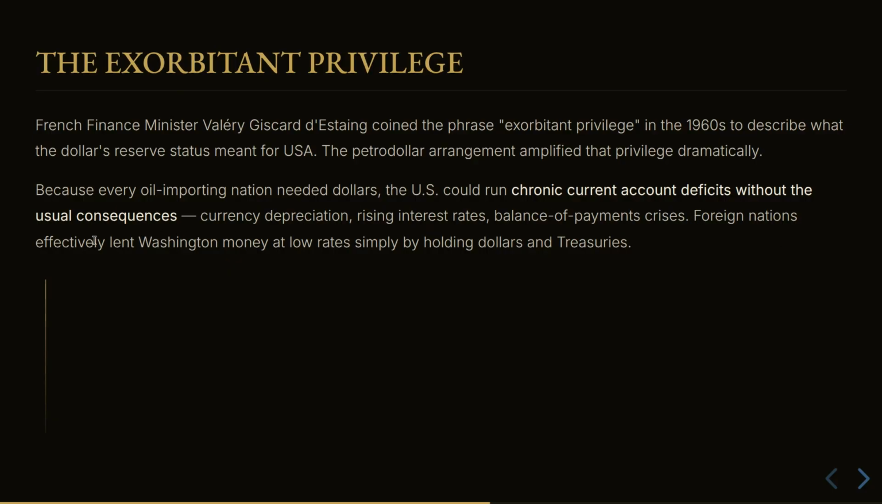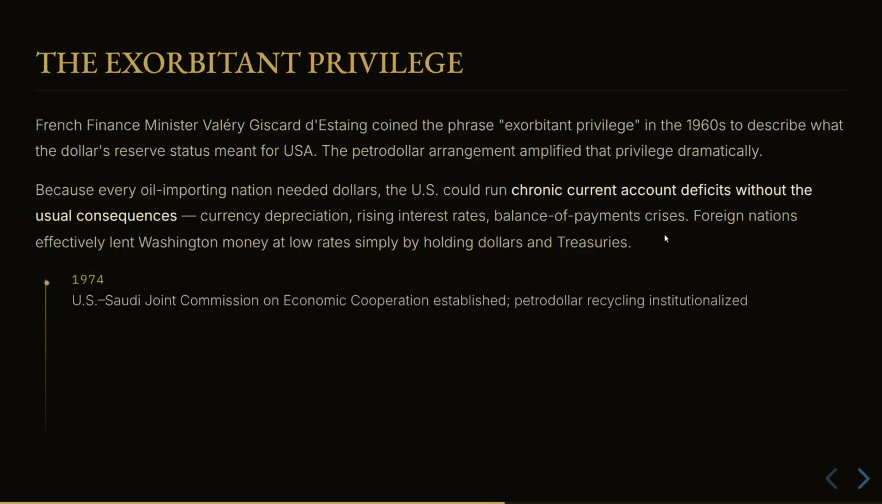Foreign nations effectively lent Washington money at low rates simply by holding dollars and treasuries. 1974, US-Saudi Joint Commission on Economic Cooperation established, petrodollar recycling institutionalized. Right, so now this is official.